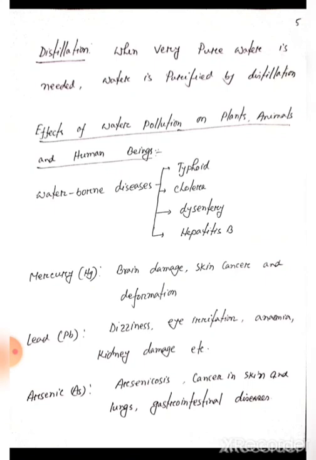Another method is distillation. When very pure water is needed, water is purified by distillation. So if water is needed that will be very pure, at that time we have to use the distillation method. In this method, 2 containers are used. In one container, impure water is placed and heat is applied to this container, and we know the boiling point of water is 100 degrees Celsius.